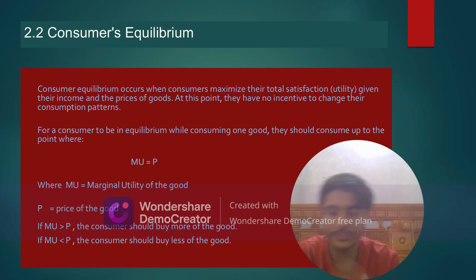Consumer equilibrium. Consumer equilibrium is the point where a consumer achieves maximum satisfaction from their consumption choices, given their budget and the prices of goods. Condition: marginal utility equals the price of goods.